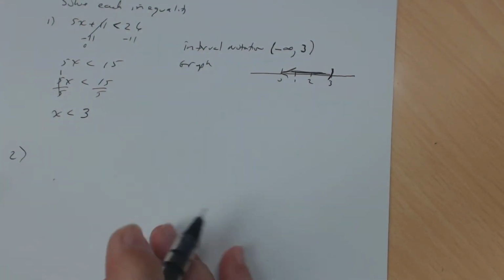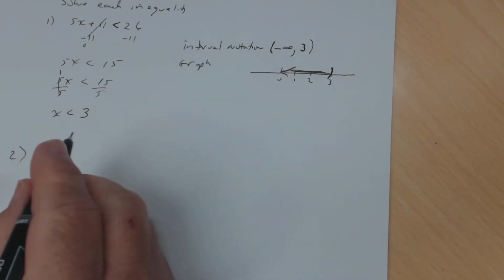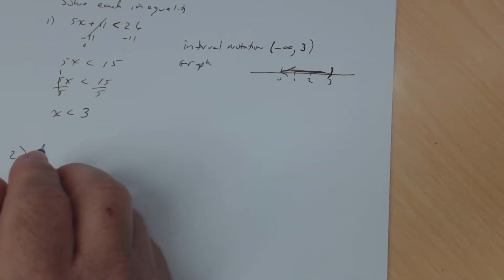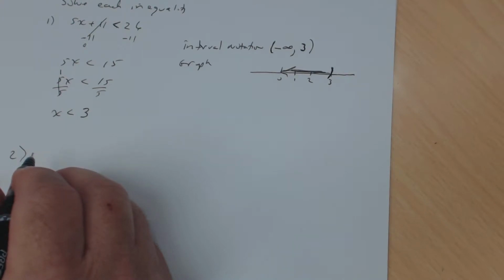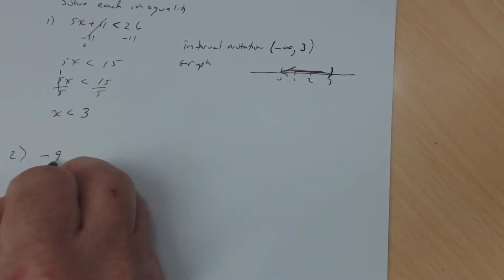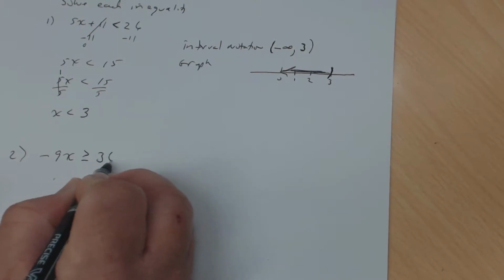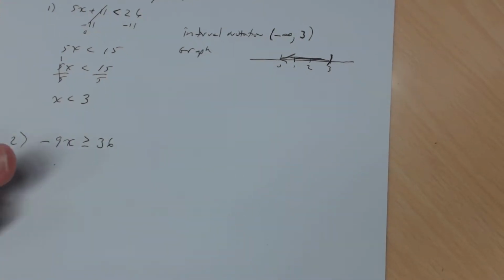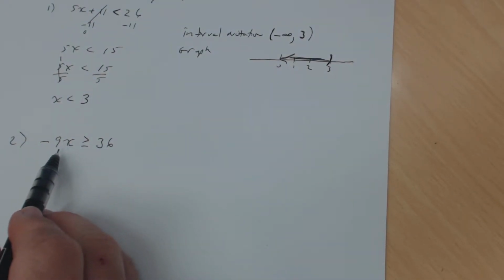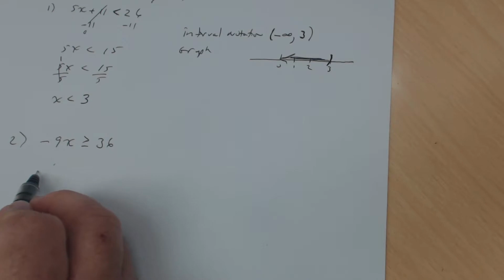All right, number 2. Suppose we had negative 9x is greater or equal to 36. Okay, so now we're at a situation, you may recall this, where to get x by itself here, I'm going to have to divide both sides by negative 9.